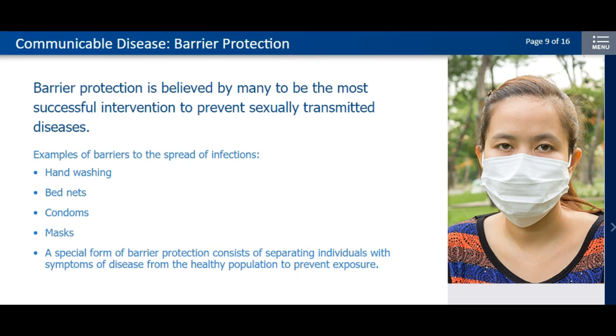in much of Asia. A special form of barrier protection consists of separating individuals with disease from the healthy population to prevent exposure. As we discussed previously, sanitariums had a major impact in reducing outbreaks of TB in the 1800s and the first half of the 1900s. Today, once again, we are faced with issues of isolation and occasionally have to legally enforce quarantine.